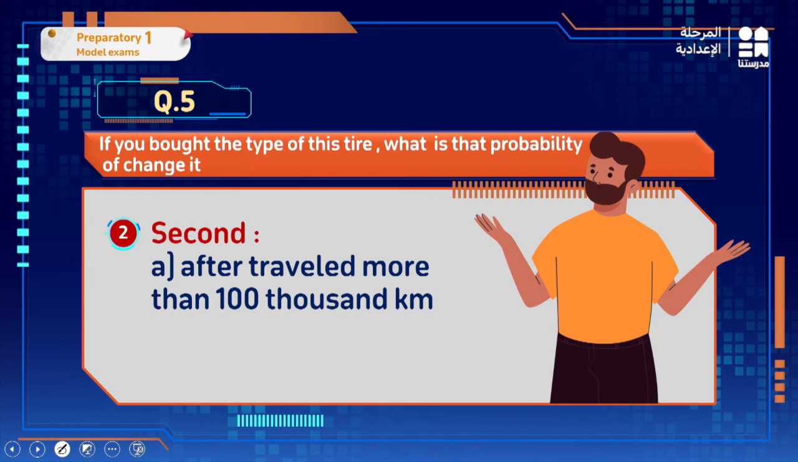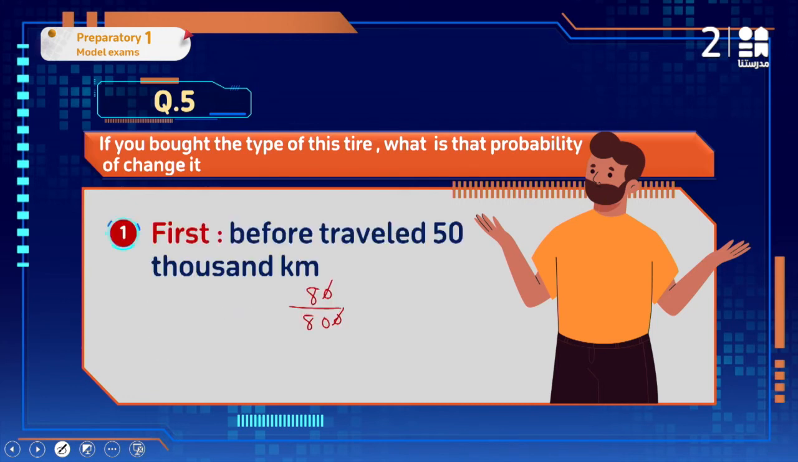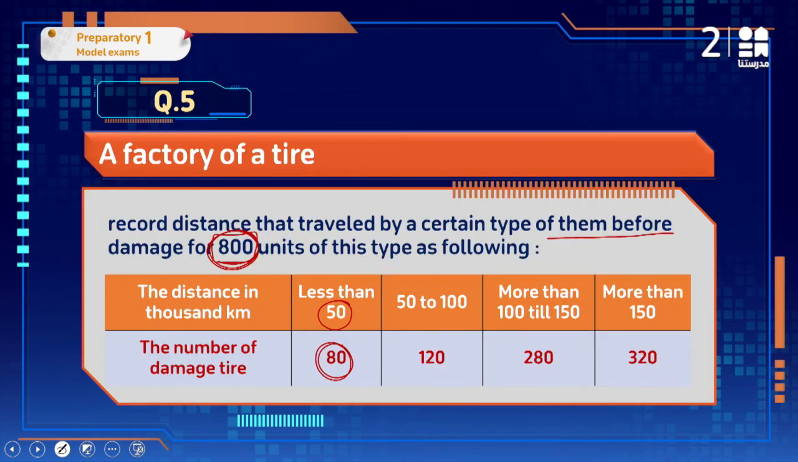The second one: after traveling more than 100,000 kilometers. Let's return back to it. More than 100, how can we find it? Here, more than 100 till 150 is with us, and more than 150 is also more than 100. So more than 100 means all what comes after 100. So I need to add both.